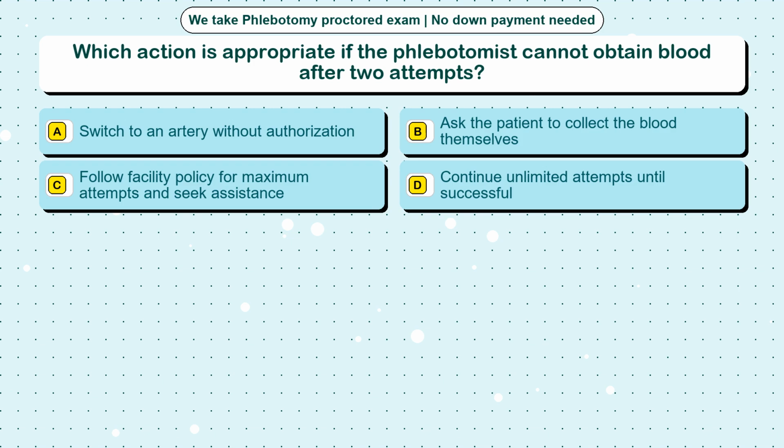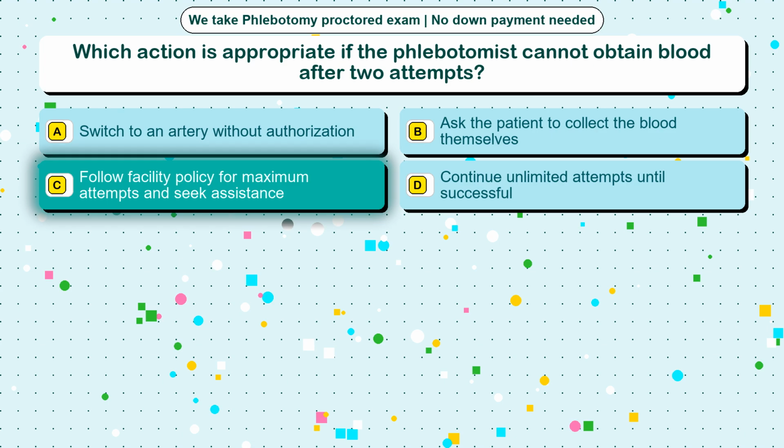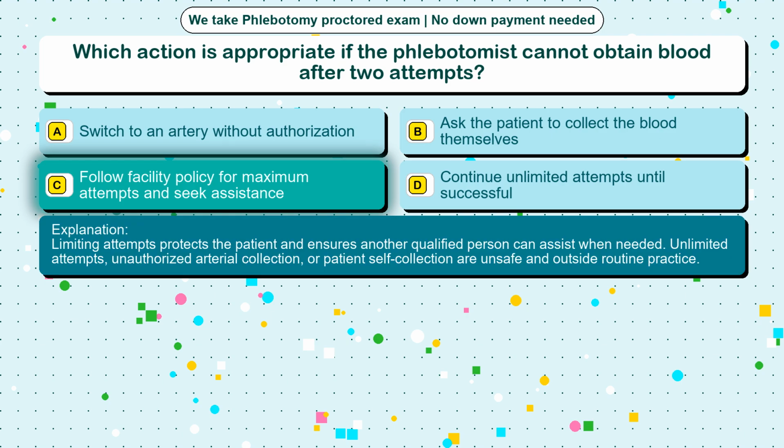Question 60. Which action is appropriate if the phlebotomist cannot obtain blood after 2 attempts? Option A, switch to an artery without authorization. Option B, ask the patient to collect the blood themselves. Option C, follow facility policy for maximum attempts and seek assistance. Option D, continue unlimited attempts until successful. The correct answer is option C, follow facility policy for maximum attempts and seek assistance. Limiting attempts protects the patient and ensures another qualified person can assist when needed. Unlimited attempts, unauthorized arterial collection, or patient self-collection are unsafe and outside routine practice.